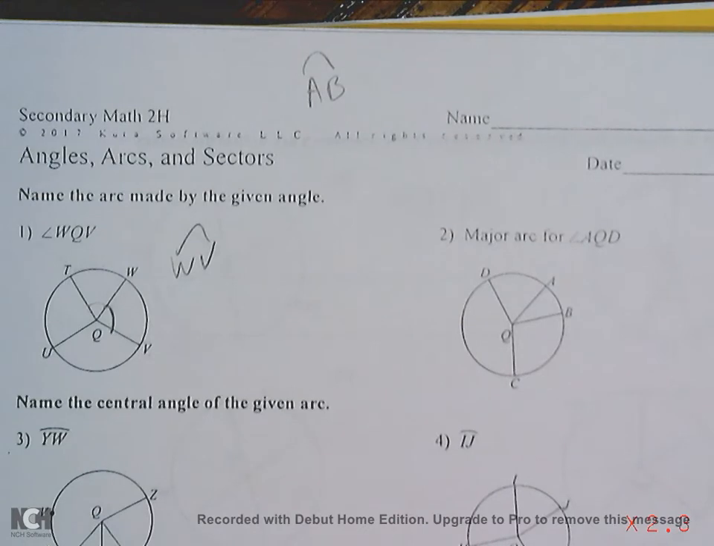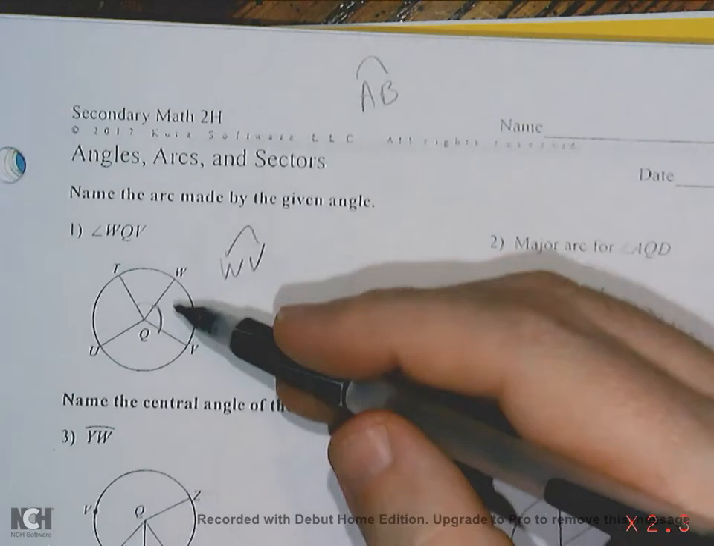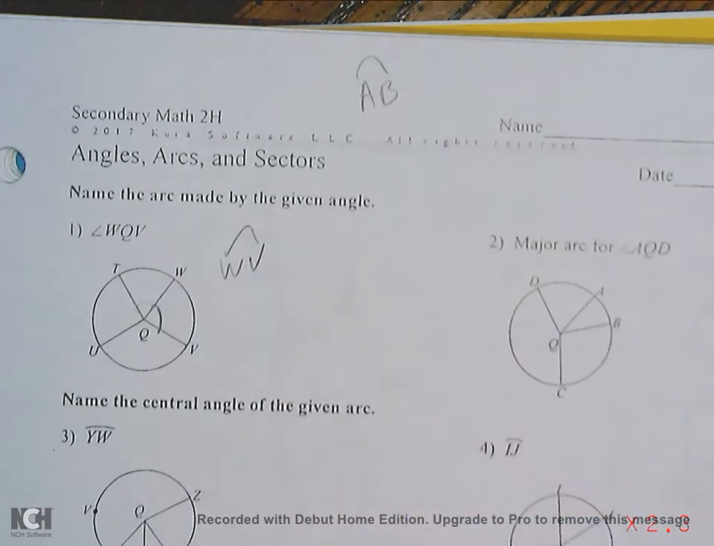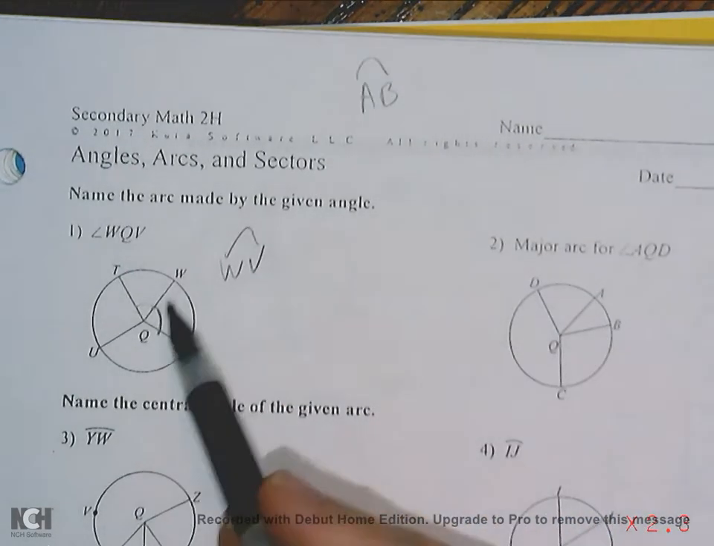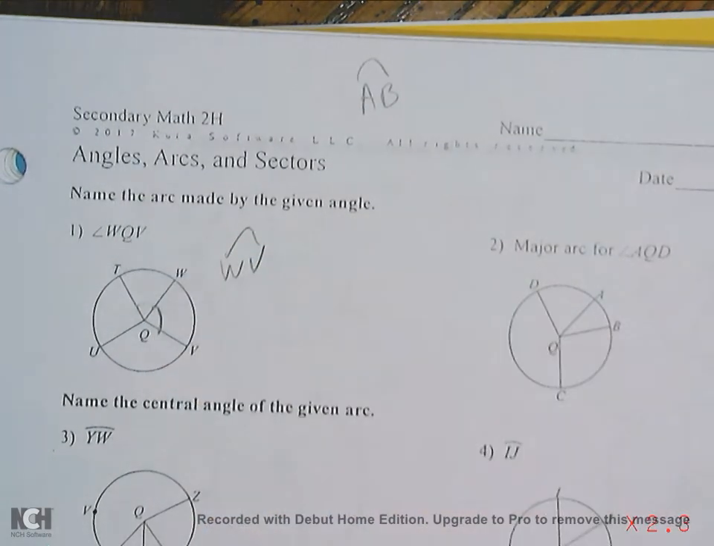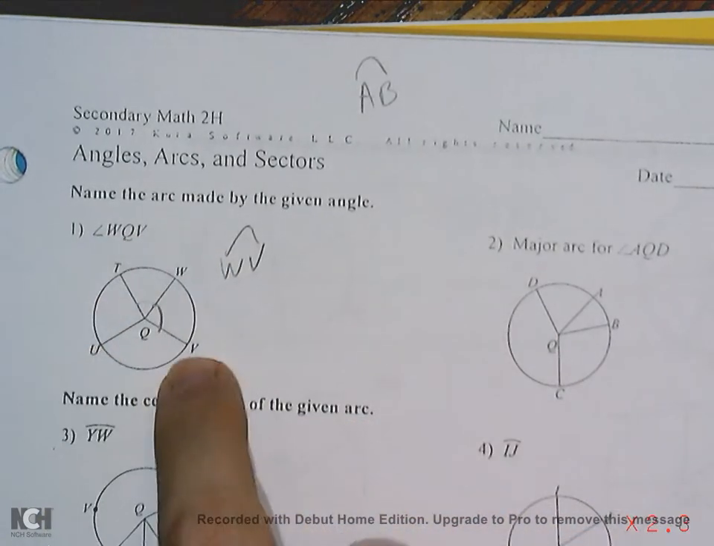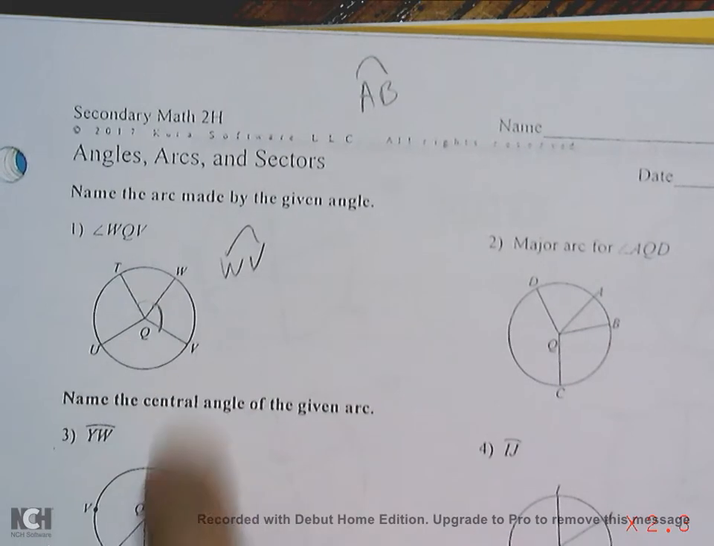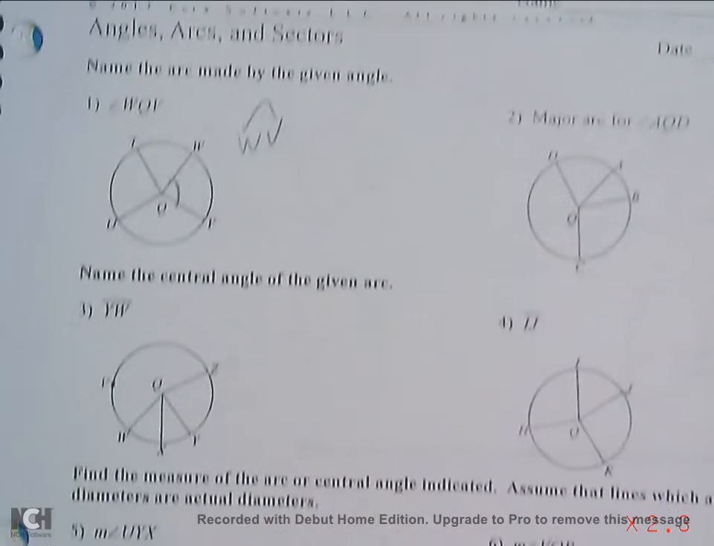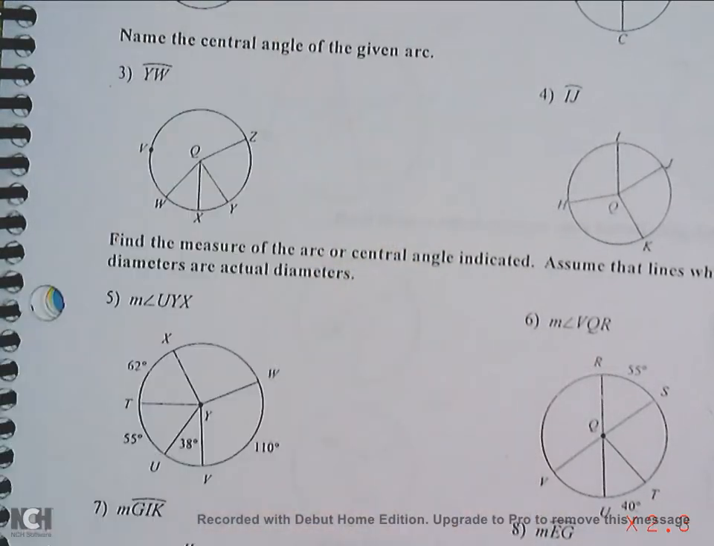Now, there's two types of arcs when we're talking about angles. There's the normal arc, which is what this is, but if asked for the major arc, we're talking about basically everything but that arc. Okay, so that would be like WUV, the entire rest of the circle. So if it asks for a major arc, it's wanting you to go everything else that isn't included in that angle.